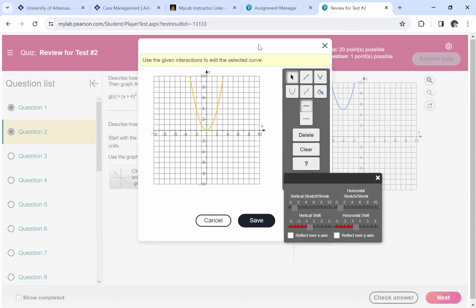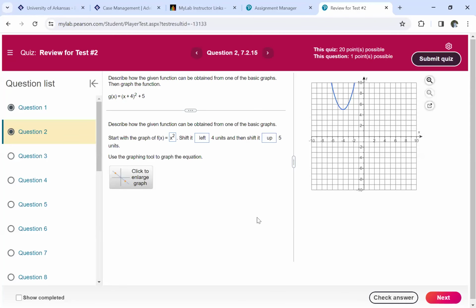And then this is where I think we went left 4. So my horizontal, I'm going to move to -4. And then the +5 was for the vertical at the end. So I'm going to move that to a +5. And then at that point, you just save it. And notice my graph on here looks like the graph we got on our calculator. So hopefully that helped you on that one.